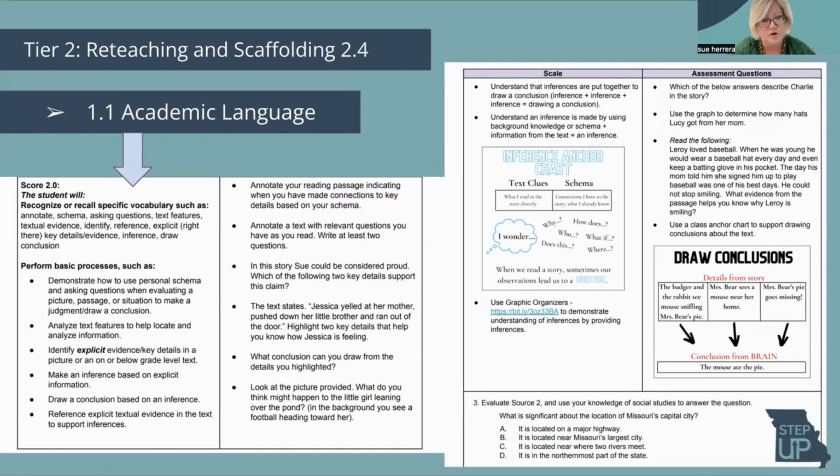We provide anchor charts, we provide resources, and where we can, we're going to provide videos and released items from the grade level below. What about academic language?